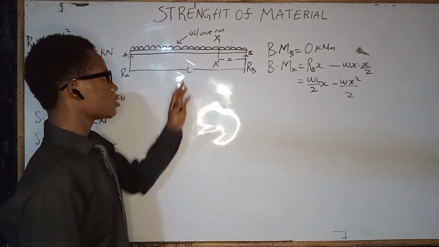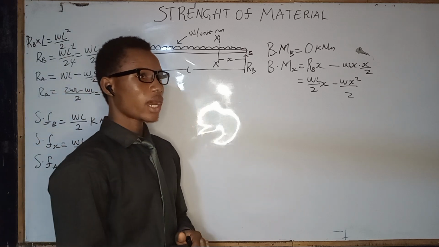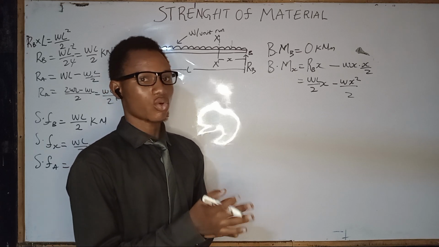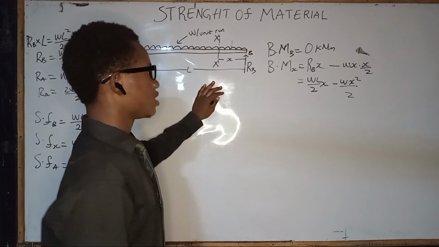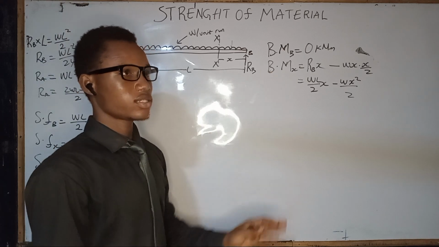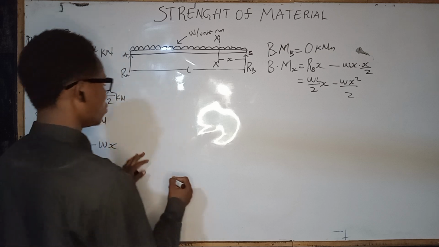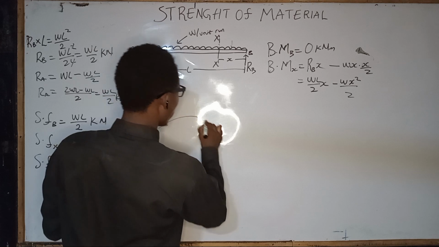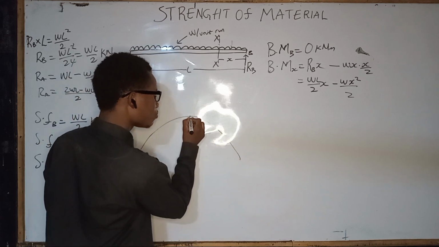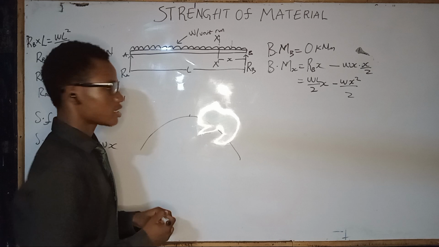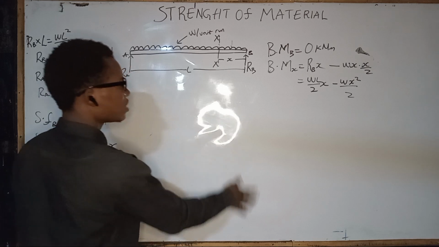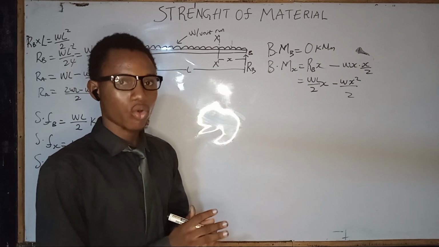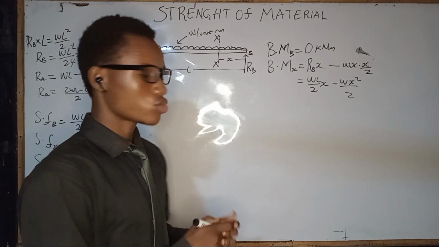Now in a UDL, we need to consider the highest bending moment, because in a bending moment the diagram is going to be in a curve form. So we need to find this peak value, which is the maximum bending moment. But the peak value only occurs where the shearing force is equal to zero.